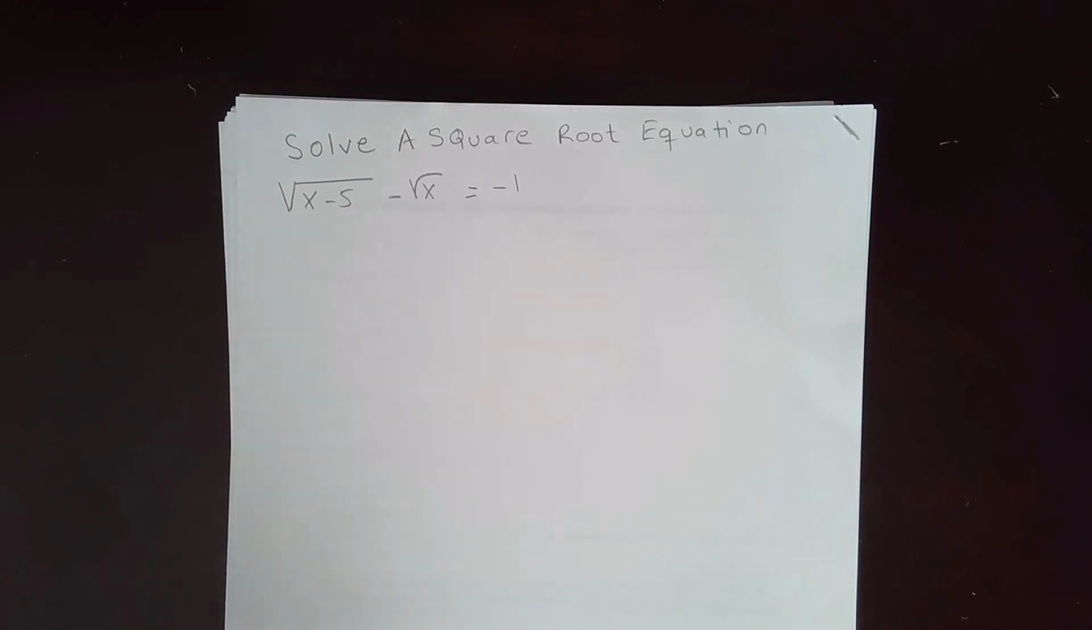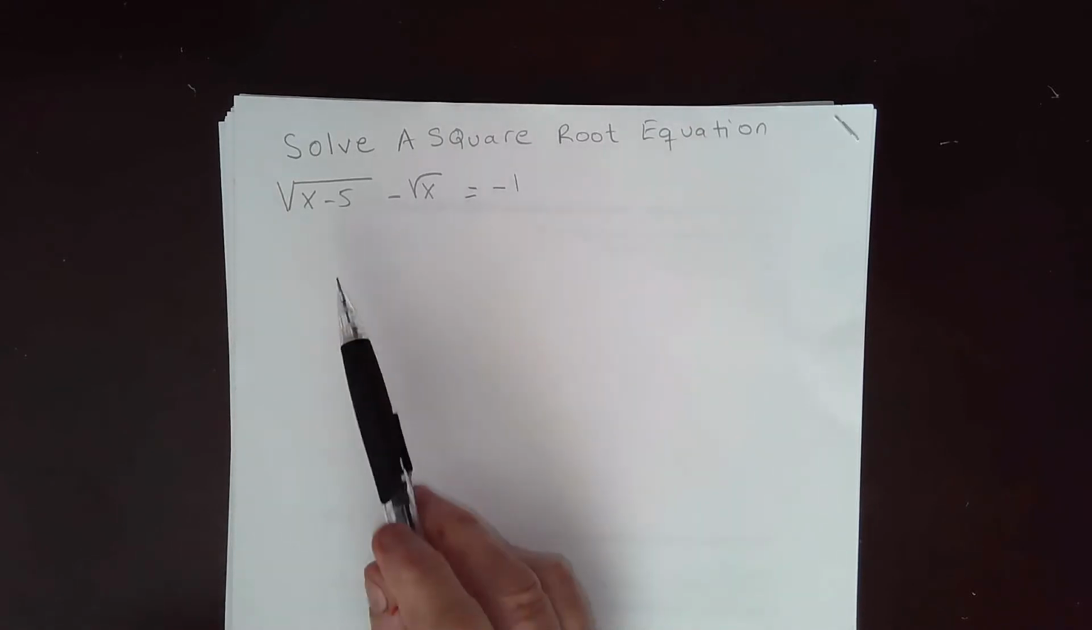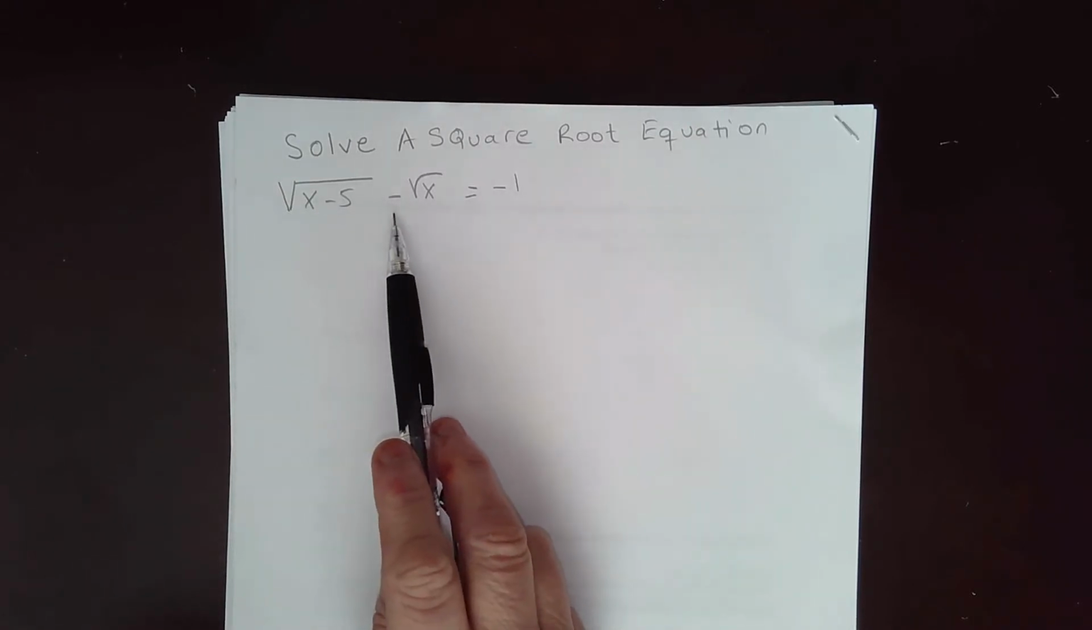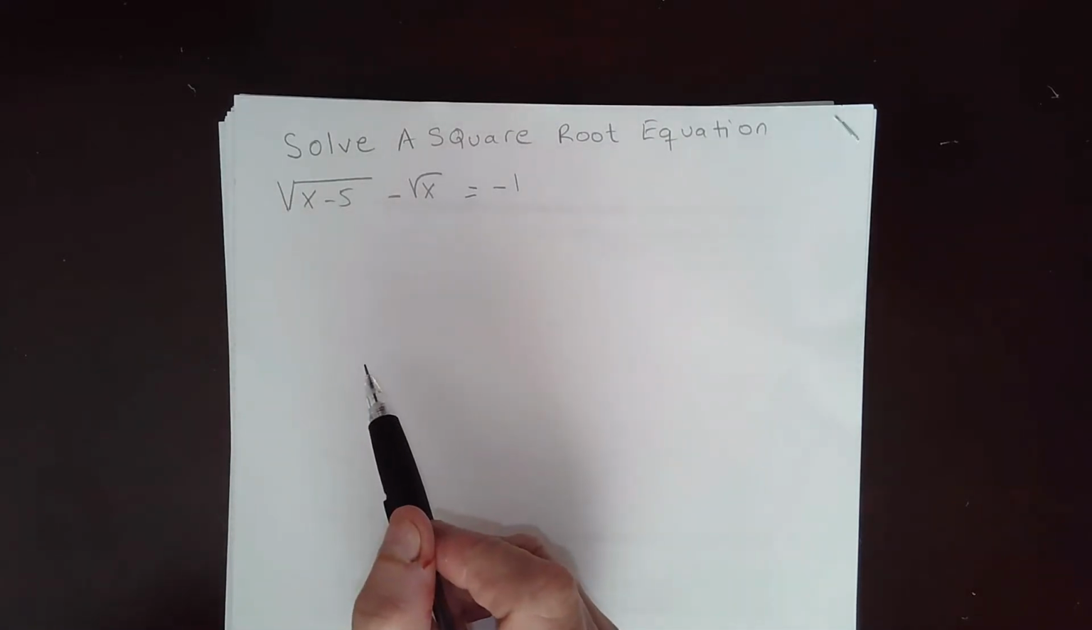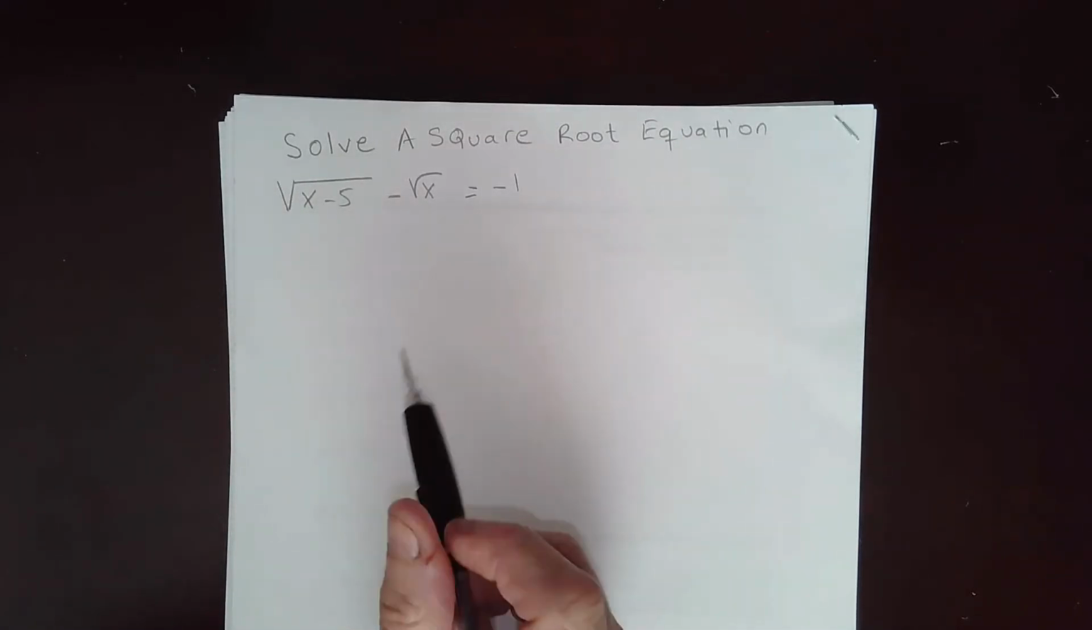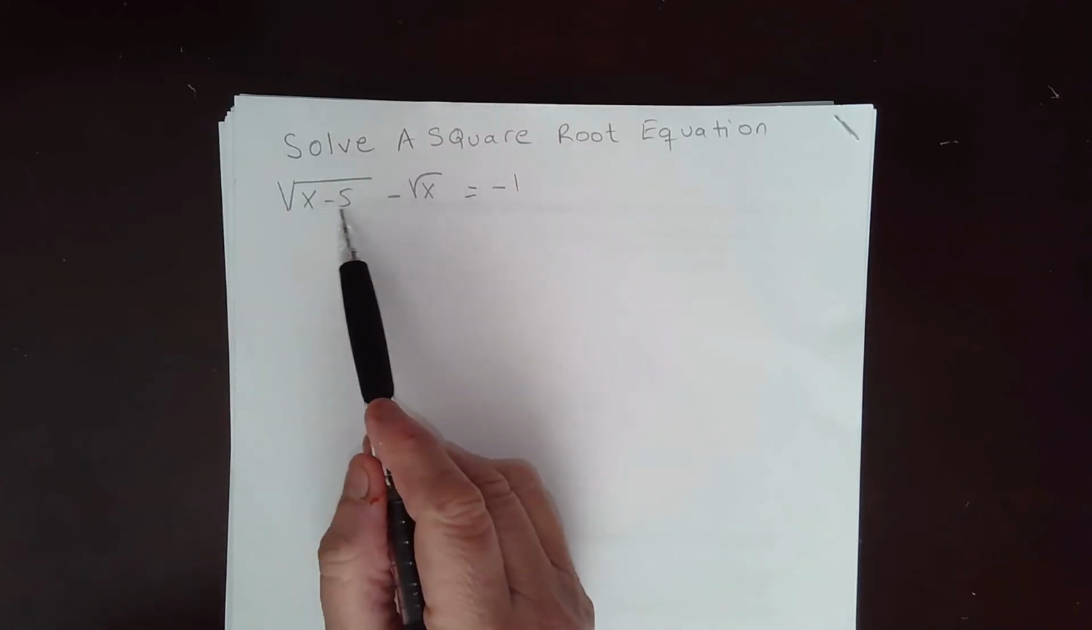Hello everybody, today we're going to solve a square root equation. We have square root of x minus 5 minus square root of x equal to negative 1. Now in order to solve this square root equation, I need to isolate the square root of x minus 5.